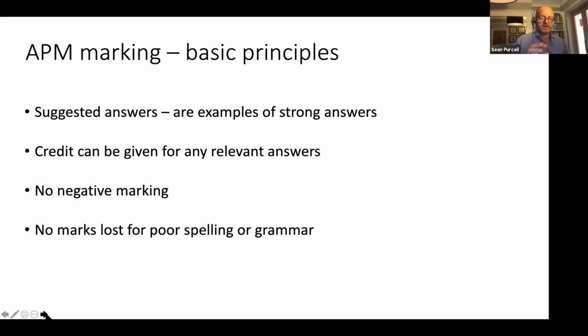So in summary, it's not black and white. Credit can be given for any relevant answer. It's not negatively marked. Don't worry if you feel your grammar isn't very good. As long as the marker can understand what you mean, there's a lot of respect. Some students are taking an exam in their third language, big respect. Just help the marker would be my point.